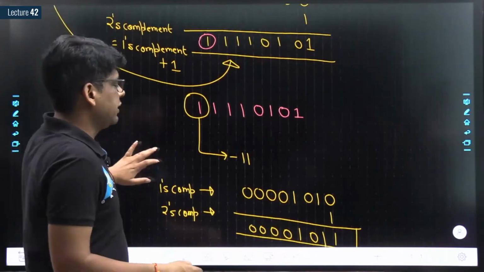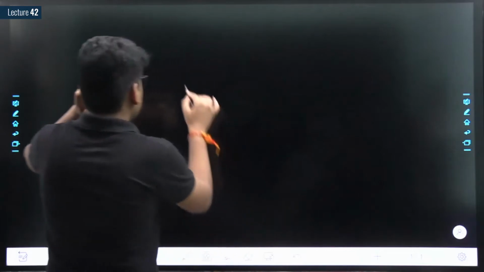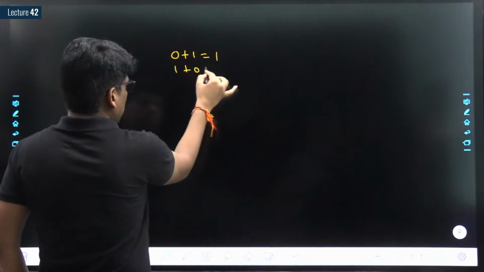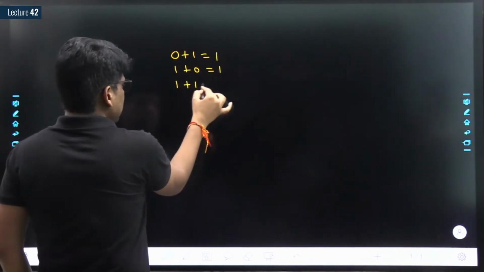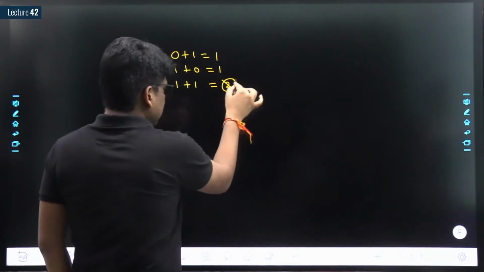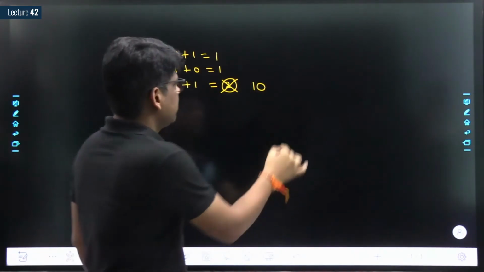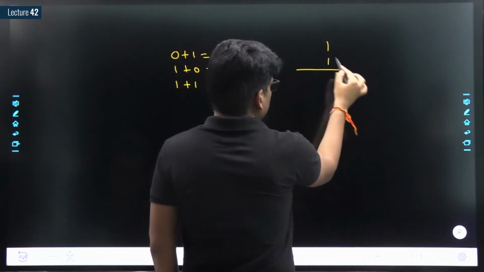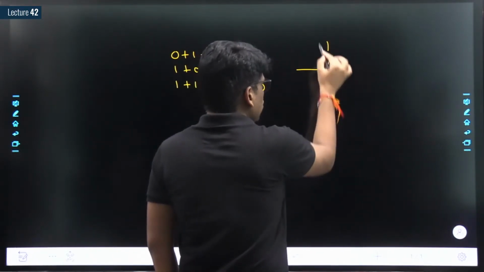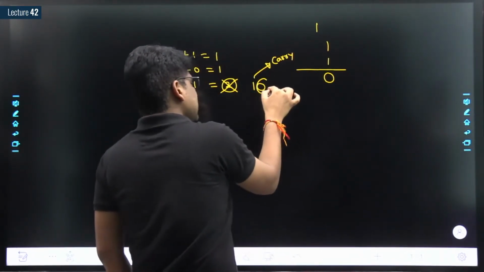Let me again tell you something. Sir, how is this addition going on? 0 plus 1, everyone knows, is 1. 1 plus 0 is also 1. 1 plus 1 is 2. But in binary, can we write 2? No, sir. That means 1, 0. Whenever you add 1 and 1, basically you are saying 1, 0. But we have to put only a single digit. That means 0, and this 1 becomes the carry, and this is the result.